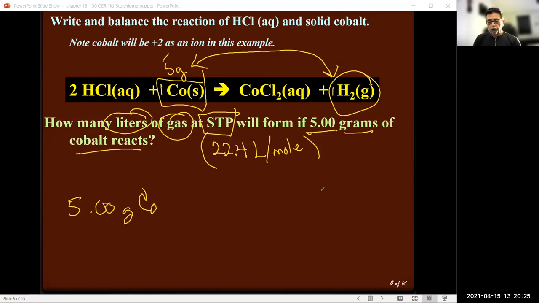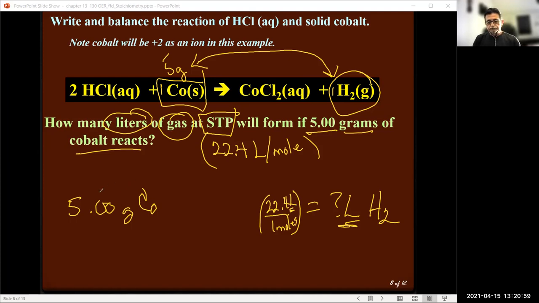All right. We are looking for, that's given. What are we going to find? What we're looking for is how many liters of gas are involved. What does that tell me? That tells me that the last conversion factor, because I'm at STP, will be the 22.4 liters per mole, right? Because I'm looking for liters, and that factor would give me that.